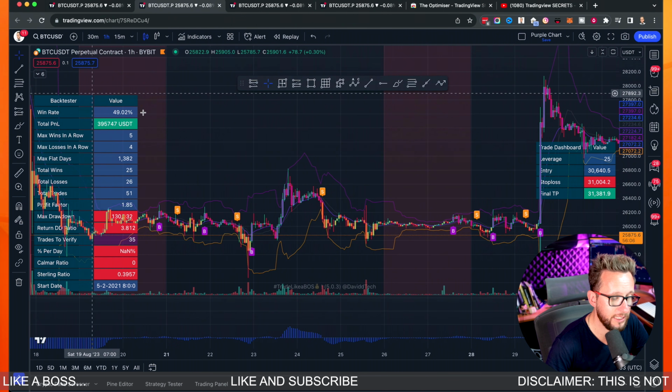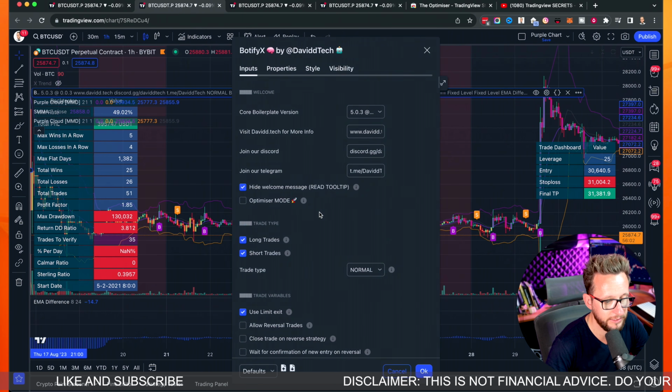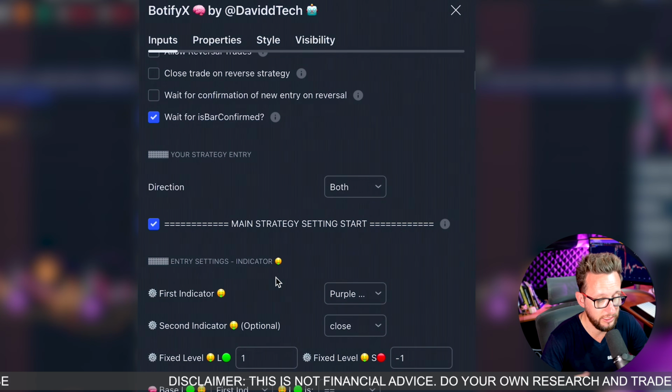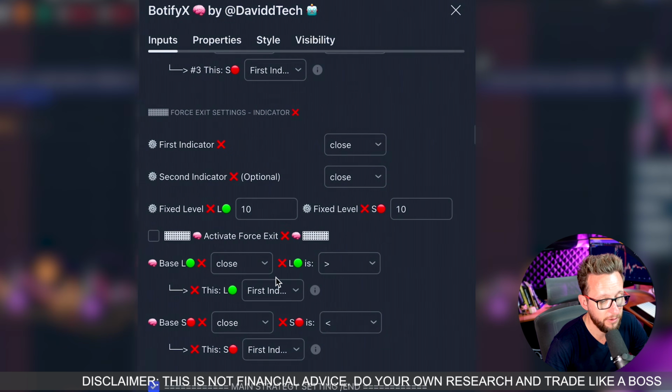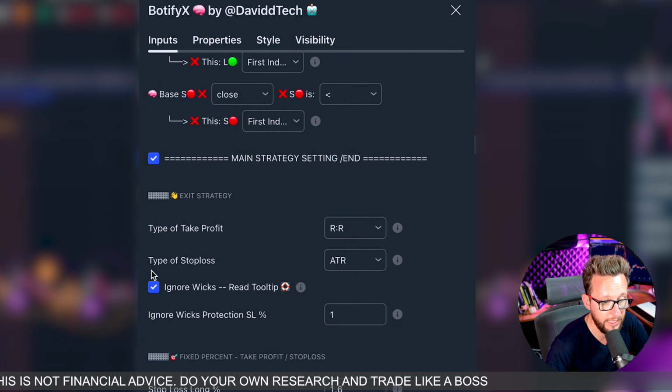Let's go through the optimizations very quickly together, and then I will go through the deep backtesting and things like that. So the optimizations, I've literally done the David Tech strategy sort of optimizations very quickly. I've used ATR, as I said earlier, and the ignore wicks.